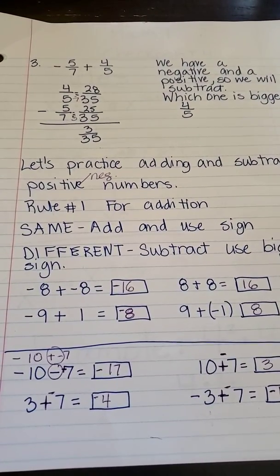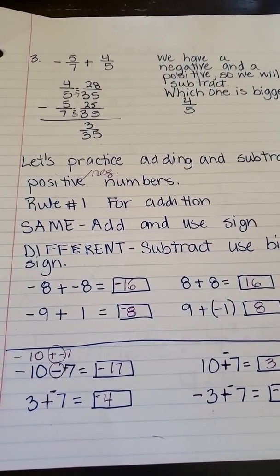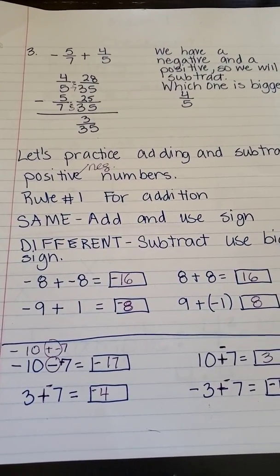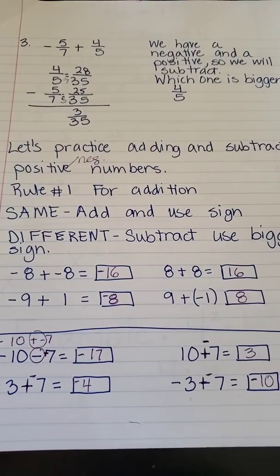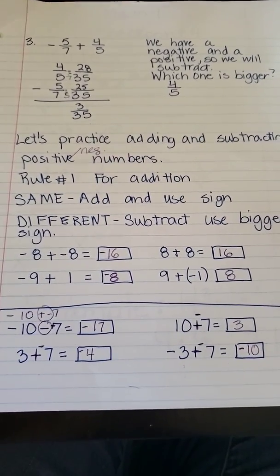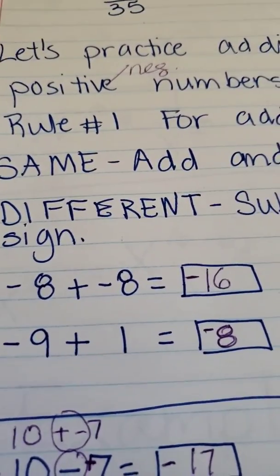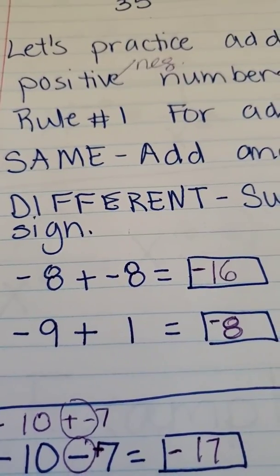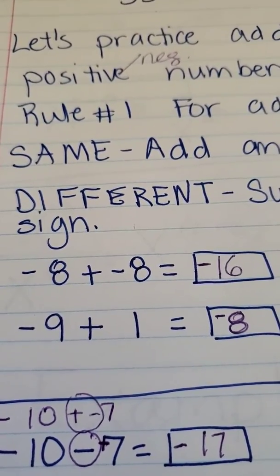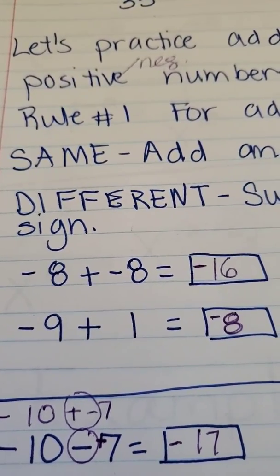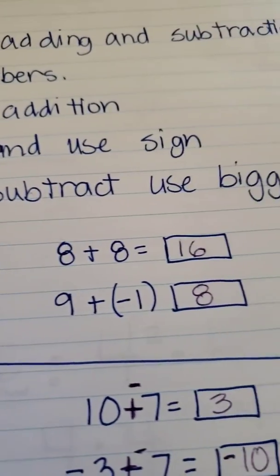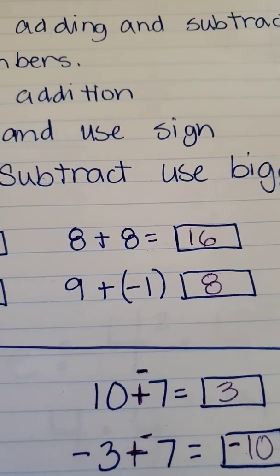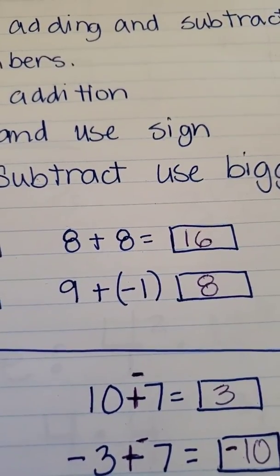So rule number 1 for addition is if the signs are the same, add them and use the sign. If the signs are different, subtract and use the bigger sign. So for this problem here, we have -8 plus -8. Signs are the same, so I keep the sign and I add them up, okay? 8 plus 8, signs are the same, I add them up, keep the sign.